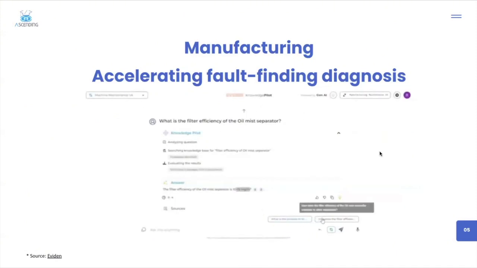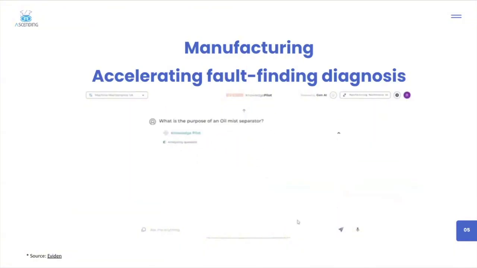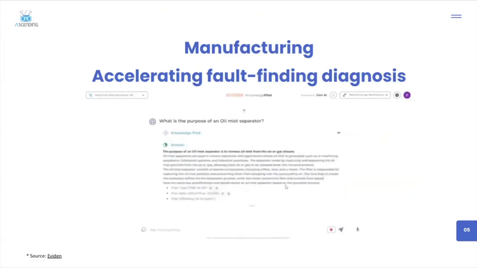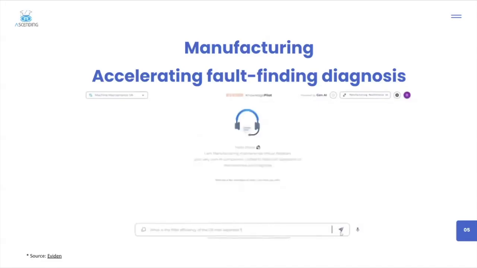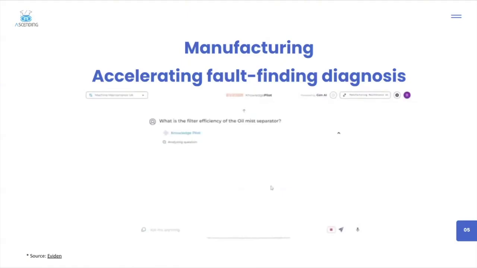You can start asking questions about, for example, I can ask, what is the filter efficiency of the oil mist separator? And the AI responds with a list of documents. As you can see here, I know the picture is a little blurry, but every answer is accompanied with the corresponding references. So you can be very sure that you're getting the accurate answer from accurate sources. You see those little numbers 1 and 2 in the answers section. Those are the references.